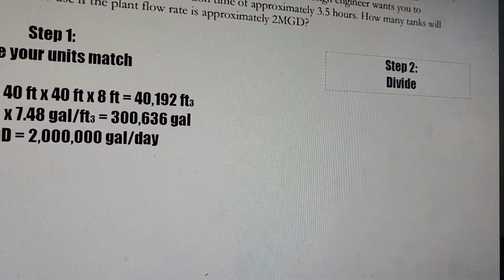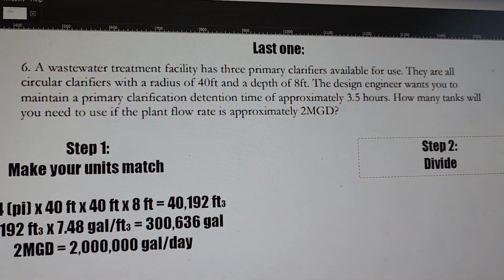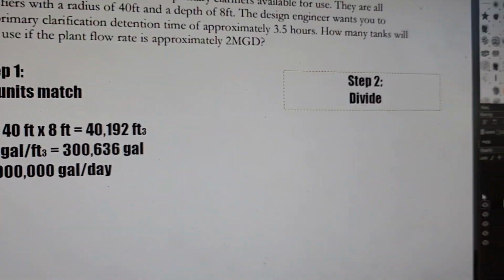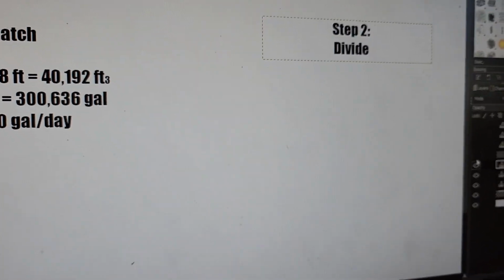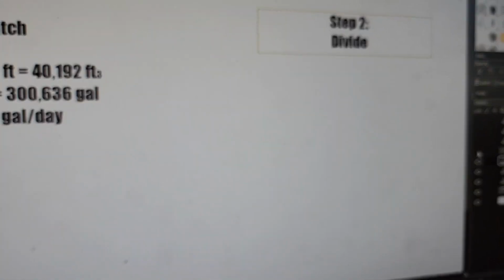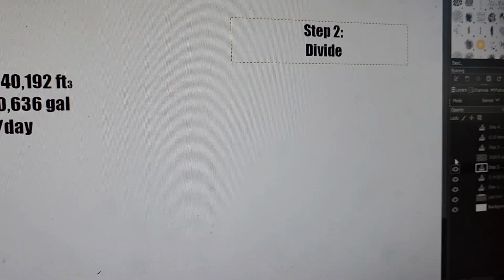Step 2, we're going to divide the two numbers. This is the exact same formula. Just because I gave you the problem as a paragraph instead of a data drop, this is the exact same problem. You should feel comfortable doing these. These are beginner level wastewater grade 1, grade 2 questions.